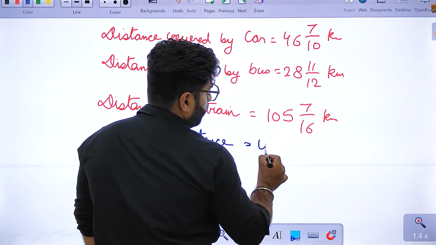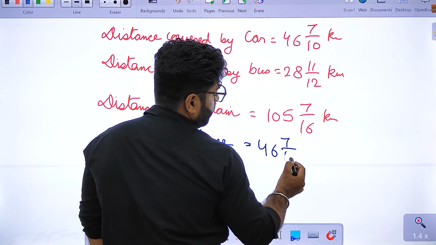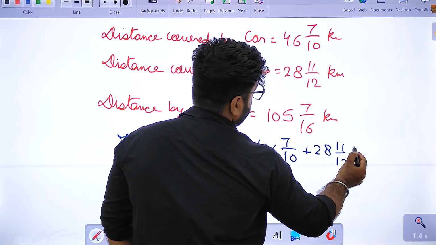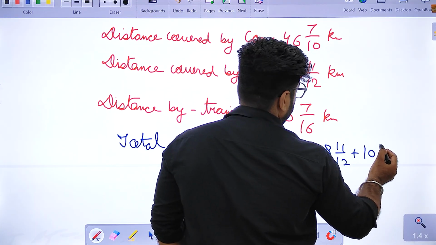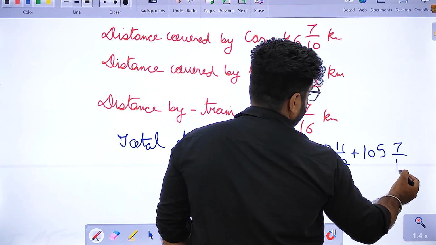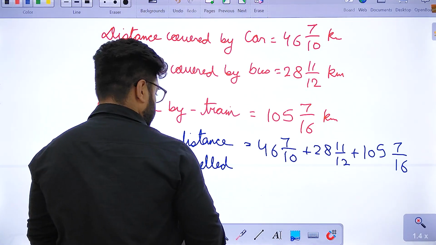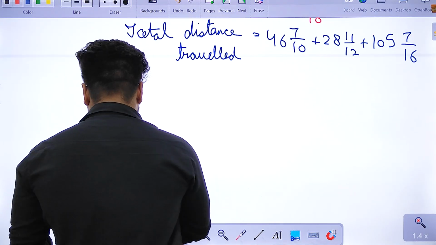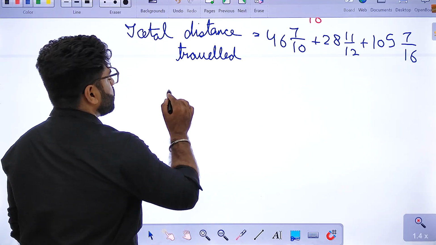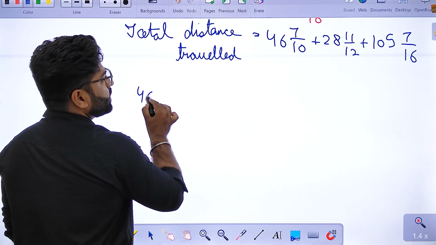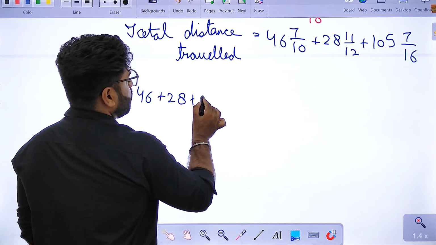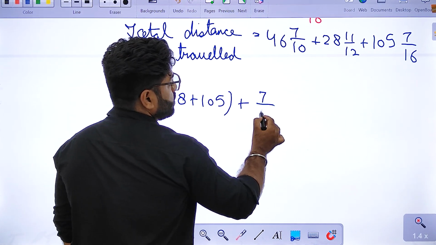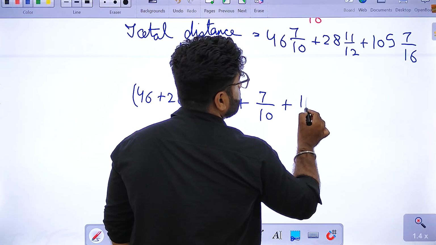So here we are having 46 7 by 10 plus 28 11 by 12 plus 105 7 by 16. Okay, sorry. So we have to just add them. That is 46 plus 28 plus 105. And we are going to add these different parts just like this.